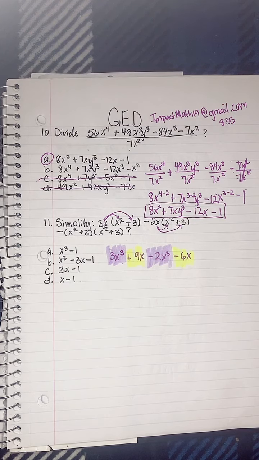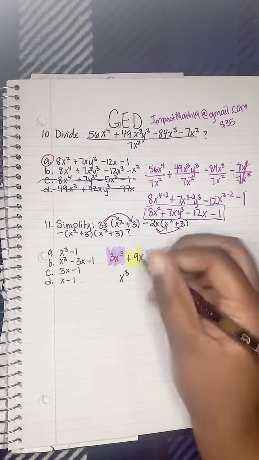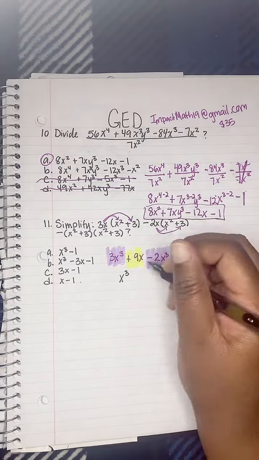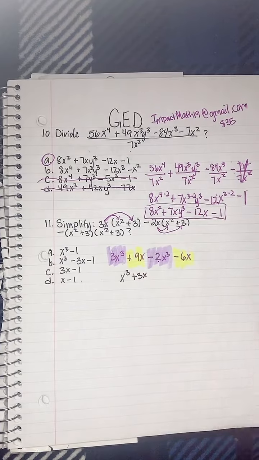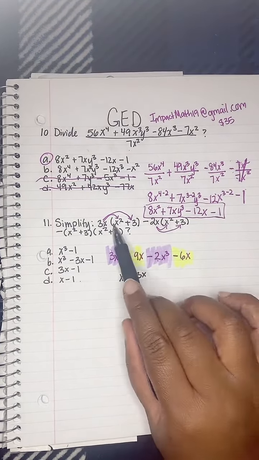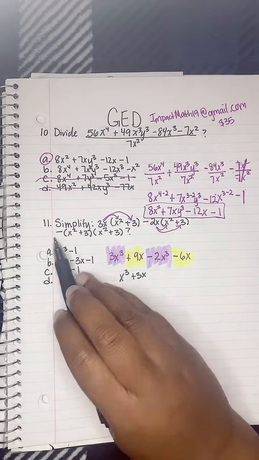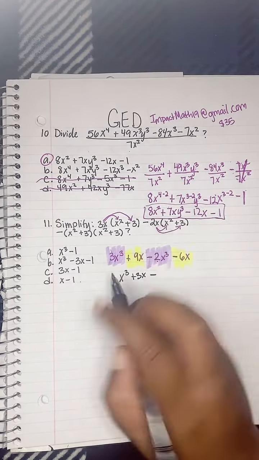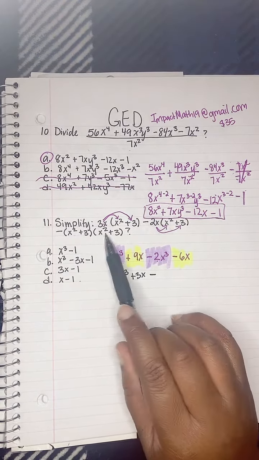So we got 1x to the third plus 3x. Good. X to the third, because 3 minus 2 is 1. And then 9 minus 6 is 3x. Perfect, okay? So this is what we got from doing just this part. Now let's go here. So we're gonna have this minus sign here, and then we're gonna focus on doing this part.